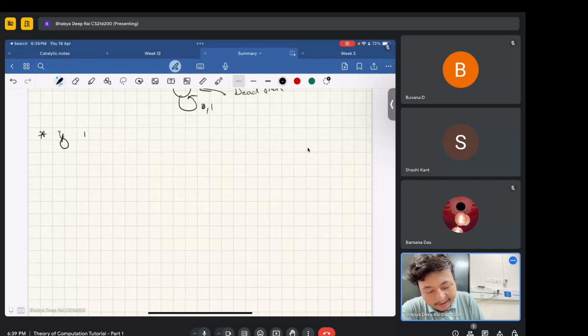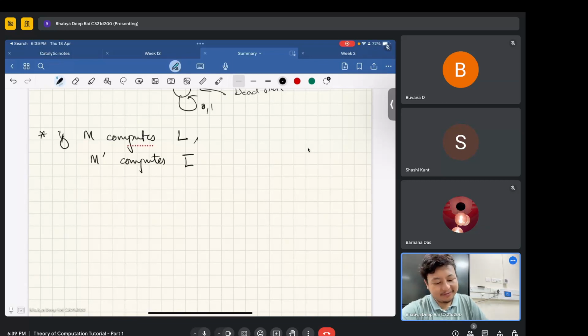If M computes L, M prime computes L bar, the complement of the language. What is the complement? It is sigma star minus L. So sigma star contains all the strings over sigma, and I'm removing all the strings that are in L, so whatever remains.